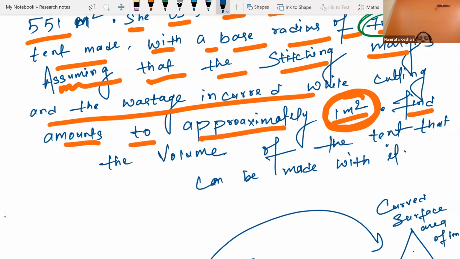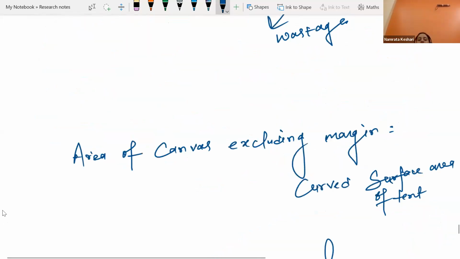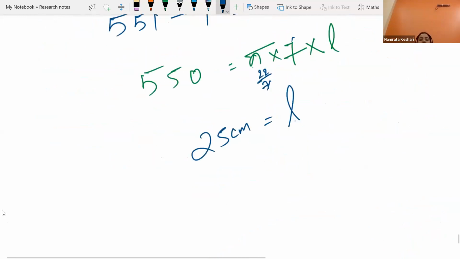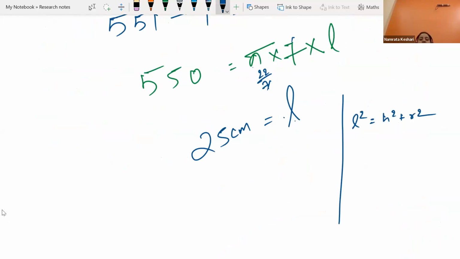Volume means 1 by 3 pi r square h. R we know already, h we don't know. L we have found. So with the help of L and R, we will be finding H. We know that L square is equal to H square plus R square, or L is equal to under root R square plus H square. So you will be using this formula to find the H value.